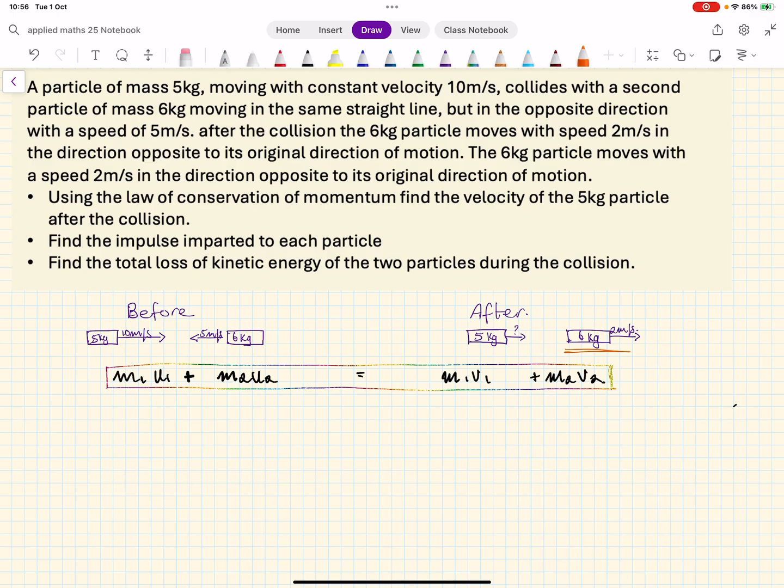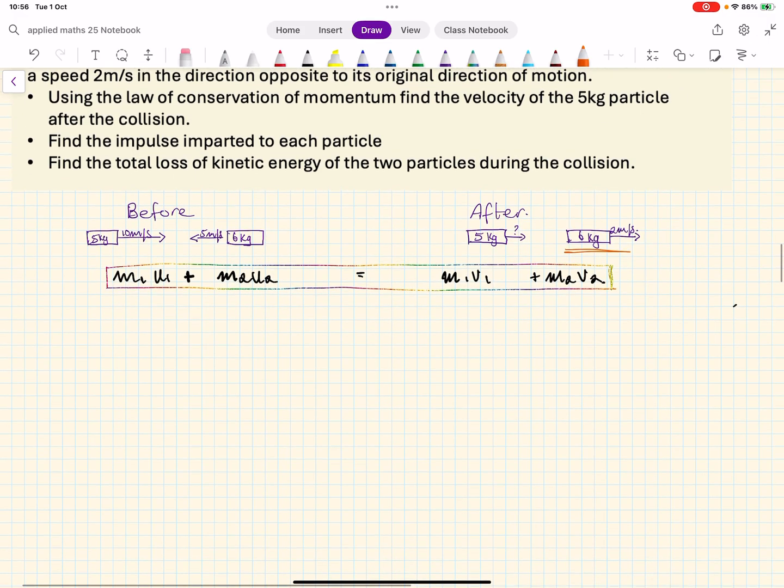Using the law of conservation of momentum, find the velocity of the 5 kilogram particle after the collision, find the impulse imparted onto each particle, and find the total loss of kinetic energy during the collision.